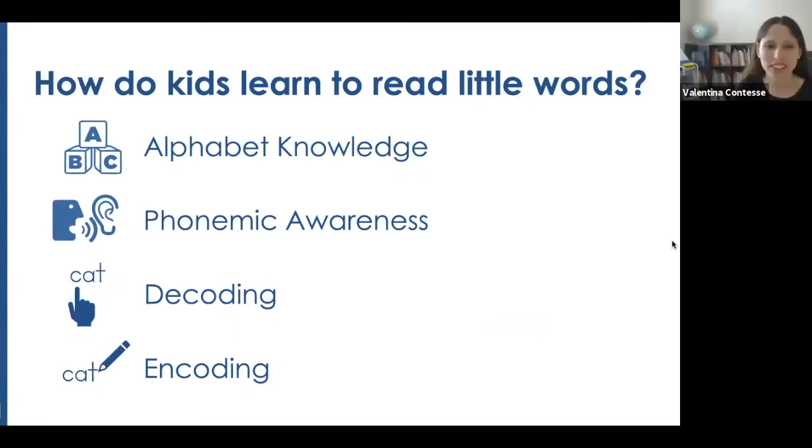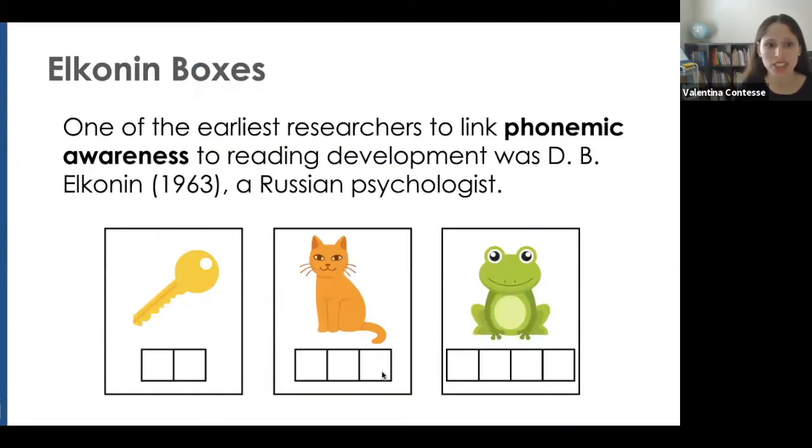Perfect. So now that Holly has talked about some of the background of what kids need to know in order to read little words, I get to talk to you about some practices that we hope either confirm things you've been doing in the classroom or give you ideas for practices you can start implementing for reading instruction and intervention. So the first strategy that we'll talk about is the use of Elkonin boxes. As you may know, one of the earliest researchers to link phonemic awareness to reading development was D.B. Elkonin back in the 60s.